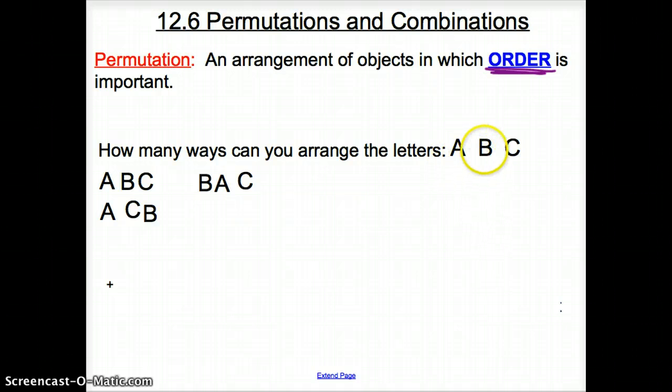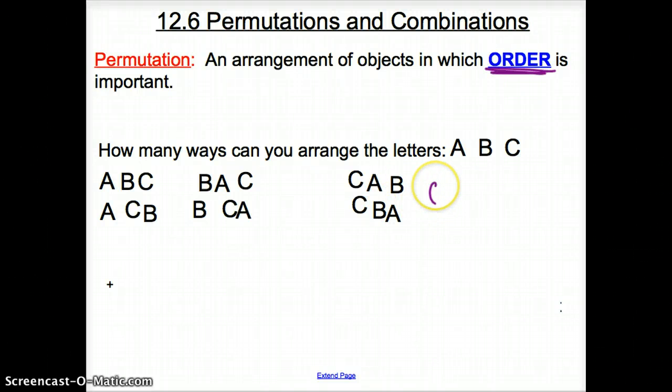And then I could go B first again, and go B, C, A, and then finally I can use my C's, and I can go C, A, B, and C, B, A. So now how many ways can I arrange these letters? I can arrange them 6 different ways.